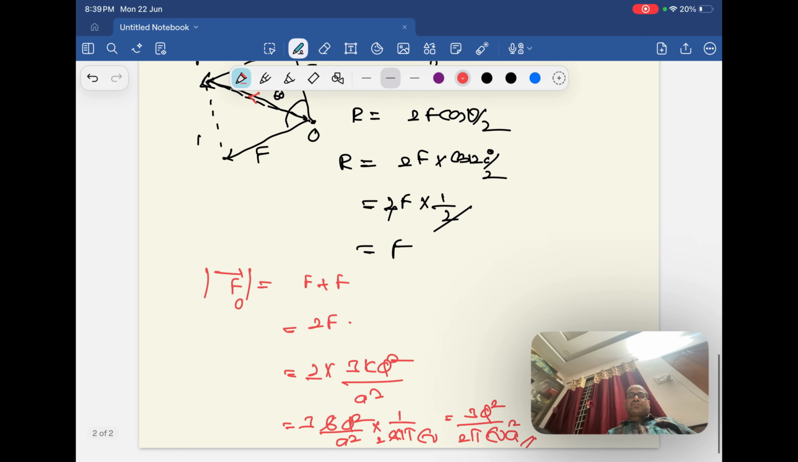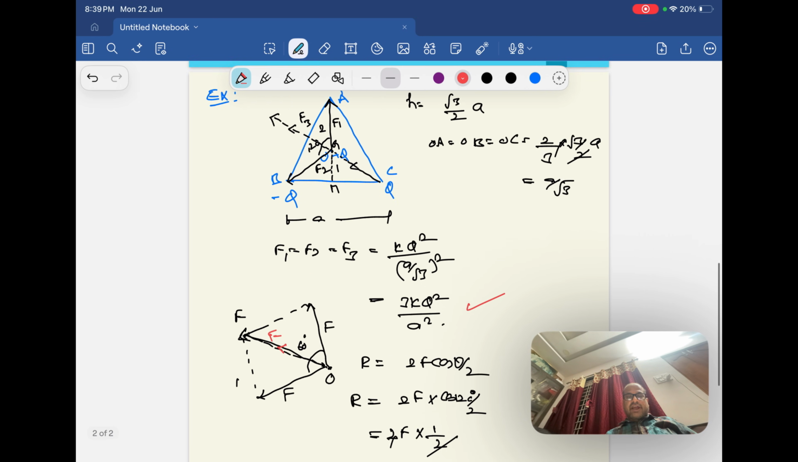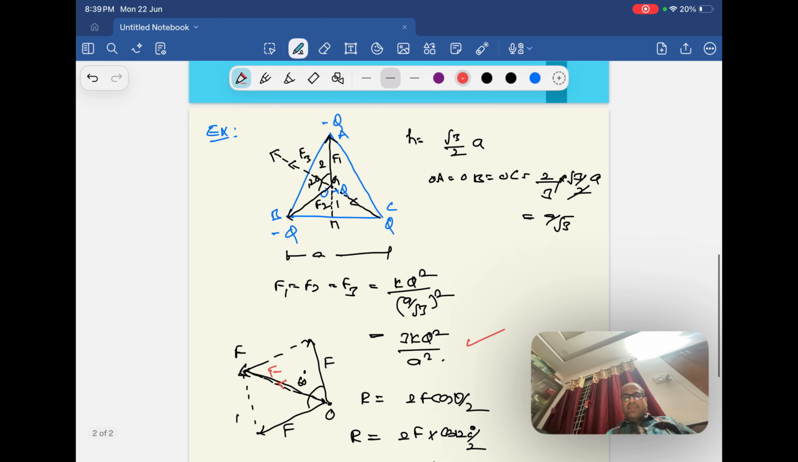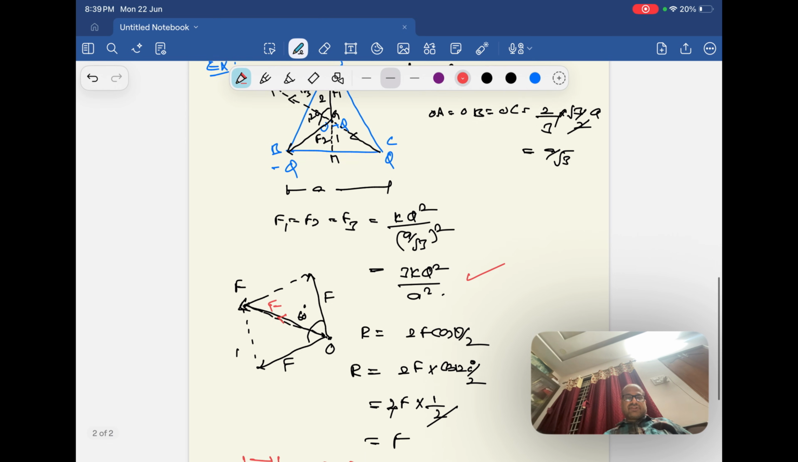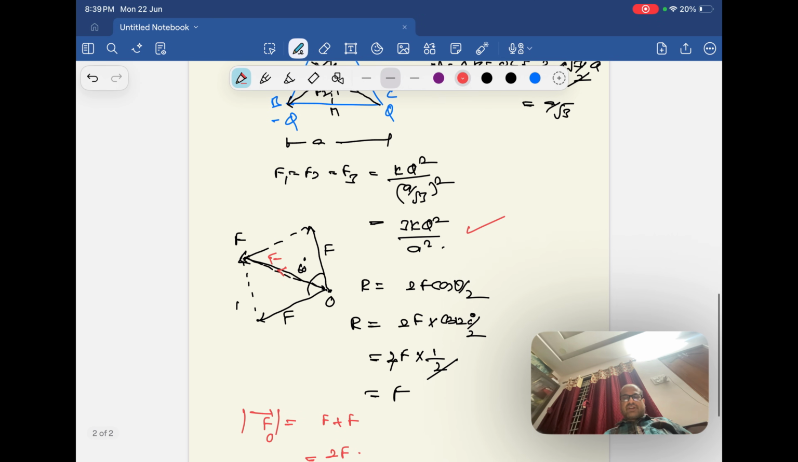So this question is based on how the net force acts on any one particular charge, using the concept of vectors. Like this, we'll come with a few more numericals in front of you.